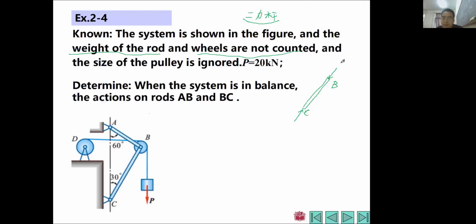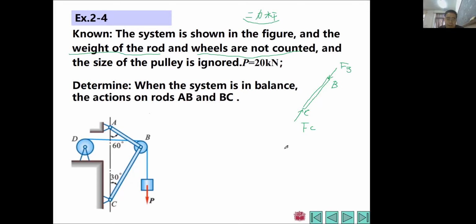Then it will only have two forces here. We can denote them FB and FC. Then this FB and FC will have the same magnitude, opposite direction, and be collinear along the line linking C and B. So you see, when you find a rod is a 二力杆, it will have 4 characteristics. It will help us find the final answer. So it's a great hint to us.